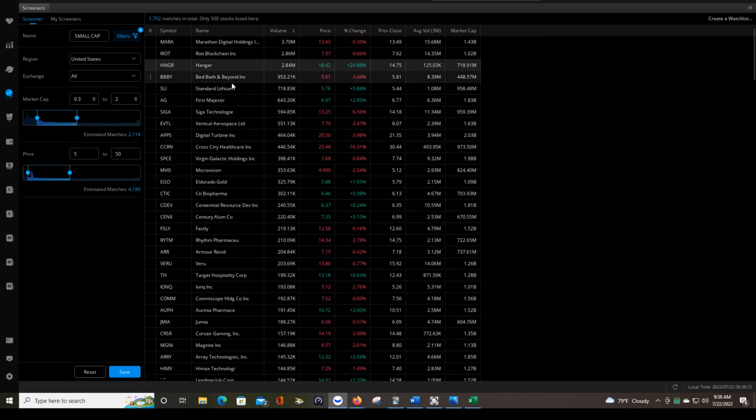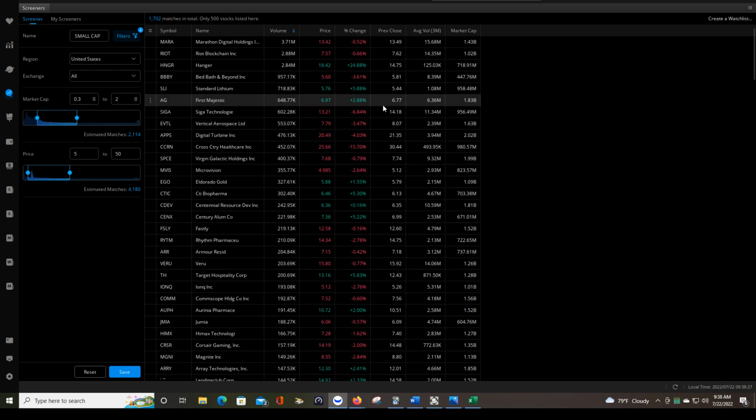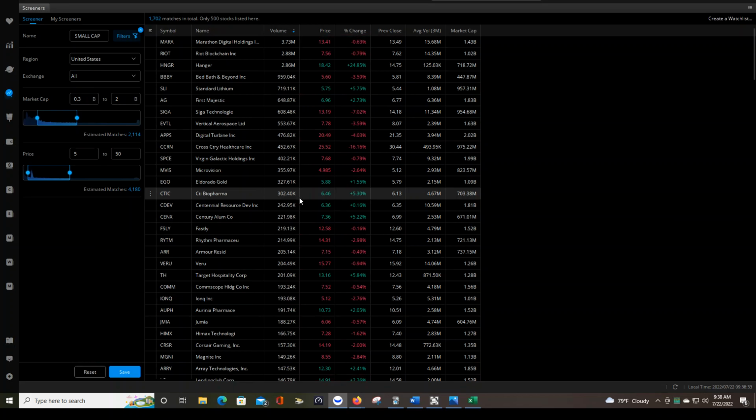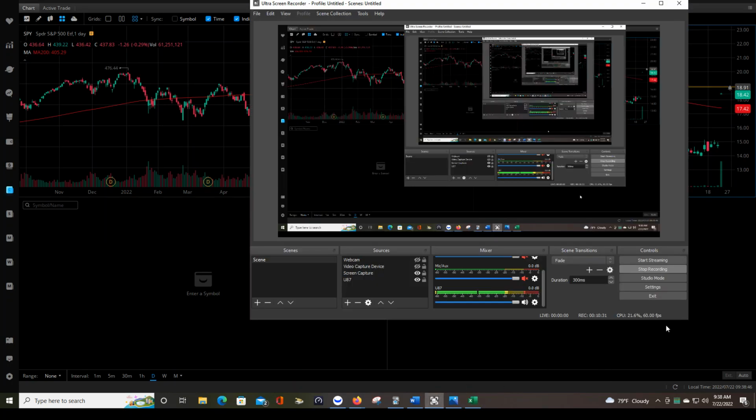So there's HNGR, SLI. AG might be a contender if it gets a little bit more price movement, and then CTIC is right there. It's too low volume, but it's heading up. So we'll see. We'll keep an eye out, and it'll pop up on the chart page if it meets that requirement. So anyway, I'm going to mute for now and be back as soon as something changes.